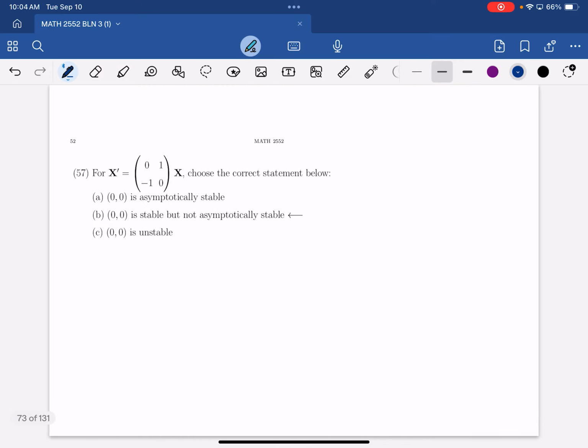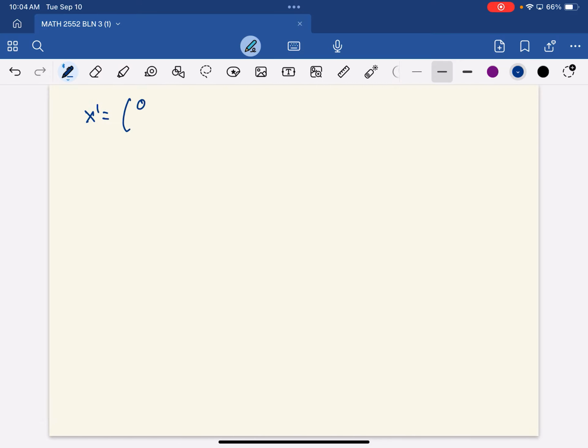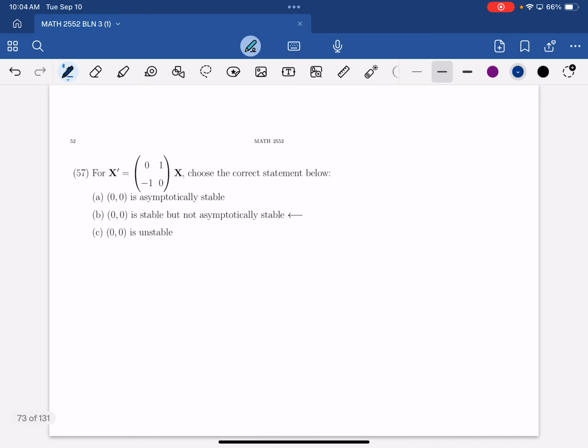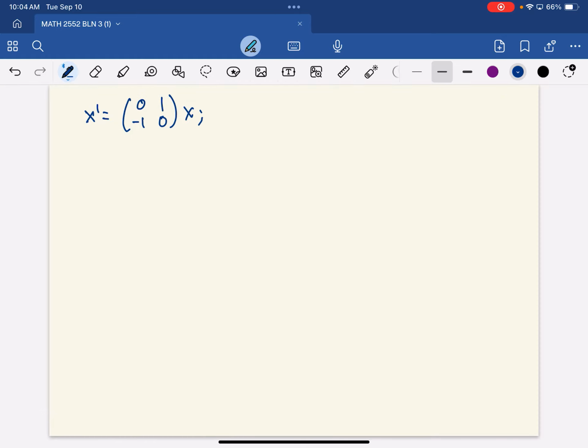X prime is 0, 1, negative 1, 0 times x. Correct? Did I get it right? So I can write this as x1 prime, x2 prime equals 0, 1, negative 1, 0 times x1, x2. This is not for the test, just for fun.